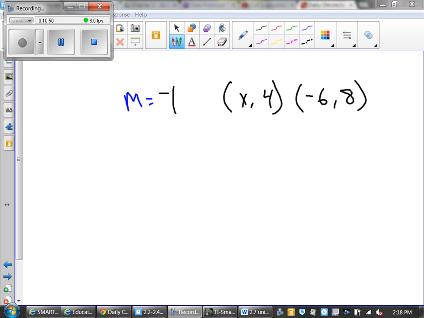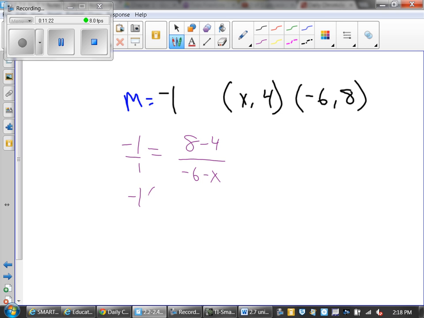Now, one of the things that students tend to do when they see this is they start out with -1 is 8 minus 4 over -6 minus x. And what they forget to do is this: over 1. Throw it over 1, because now you have fraction equal fraction, so you can cross multiply through. It's a little bit easier to remember it that way when you have just an integer on the side.